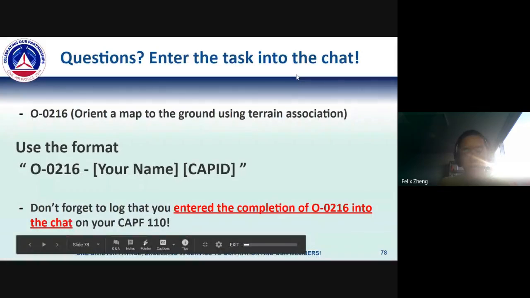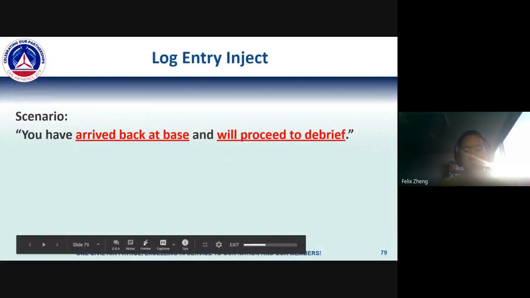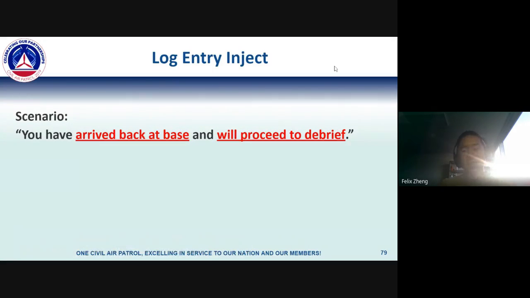So here's our last slide, 78, and now we have a log entry inject. The scenario is that after your blown tire and the instructions to return to base, you have arrived and will proceed to debrief, and you told this to mission base. So this should be relatively straightforward, so we'll just move on. And again, these slides are available.